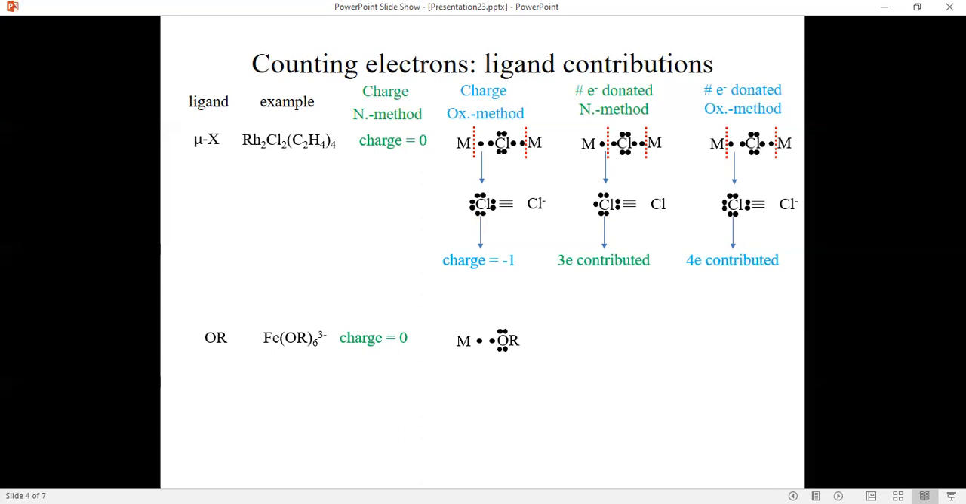So why is that so? Well, we have a metal oxygen bond in this case. So again, we have to cleave the bonds heteroleptically. So that assigns these 2 electrons to the ligand. As a result, we have formally a negative charge here at the oxygen, and the charge is -1. So now let's look at the number of electrons donated. In the neutral atom method, how many electrons are being donated?